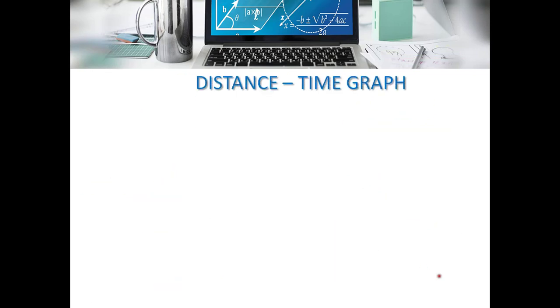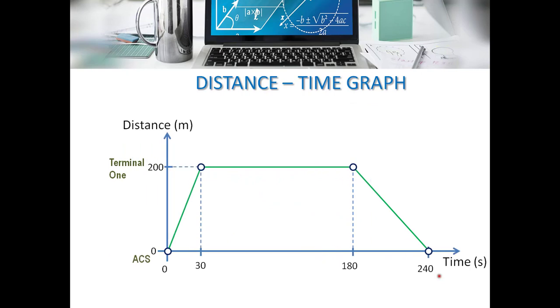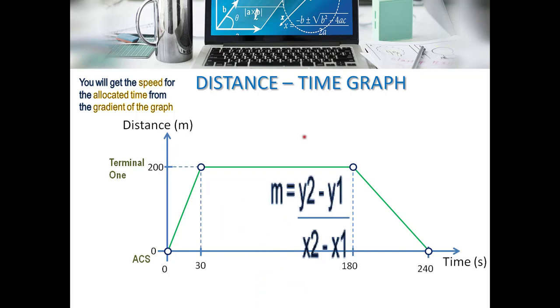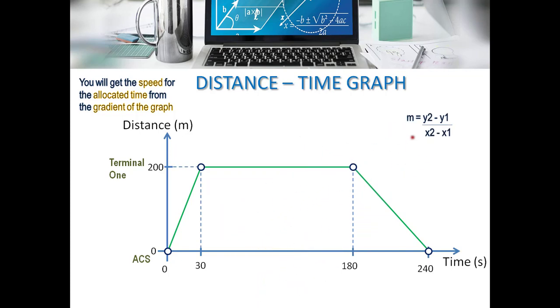Okay, so next one, distance time graph. Now we are dealing with the calculation. That is the overview of your distance time graph. You will get the speed for the allocation time from the gradient of the graph. So you will have speed, means you are dealing with rate. Don't forget our formula, which is m equals y2 minus y1 over x2 minus x1. And then another one, we are dealing with plot coordinates, means you have to have two coordinates.